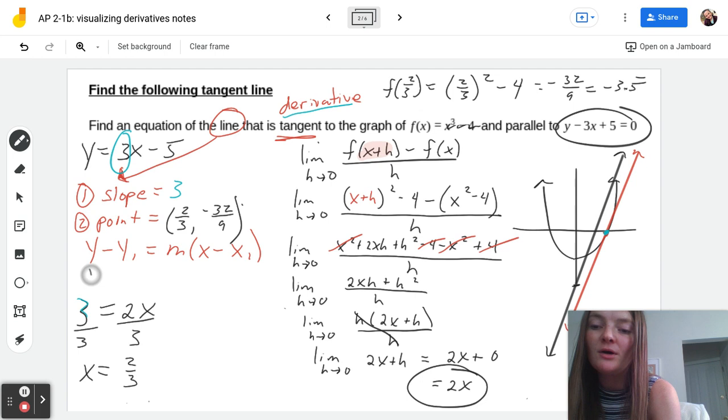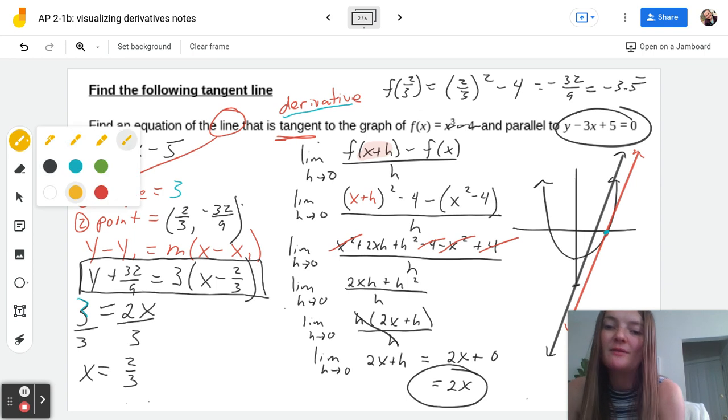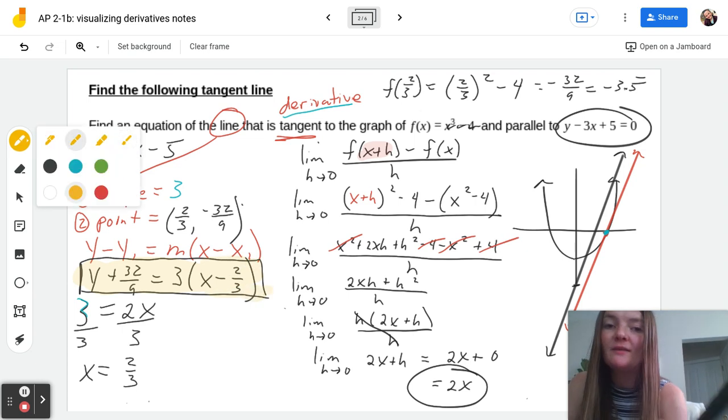Well, I know y sub 1, a y value, would be negative 32 over 9, so I'll say plus 32 over 9 is equal to m, which is 3, times x minus 2 over 3. And that's it. That is an equation of a tangent line that is parallel to y minus 3x plus 5 equals 0 and is tangent to x squared minus 4. Okay, so I know that was a lot of work for that one, but this question pops up a lot of times, usually in a little bit of an easier manner. So there you go. All right, let's keep on moving.